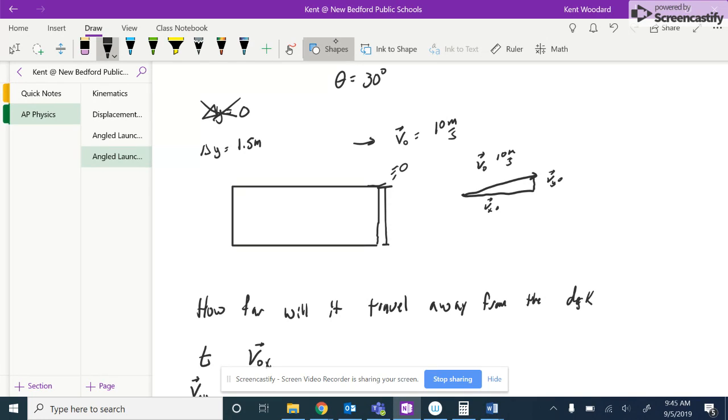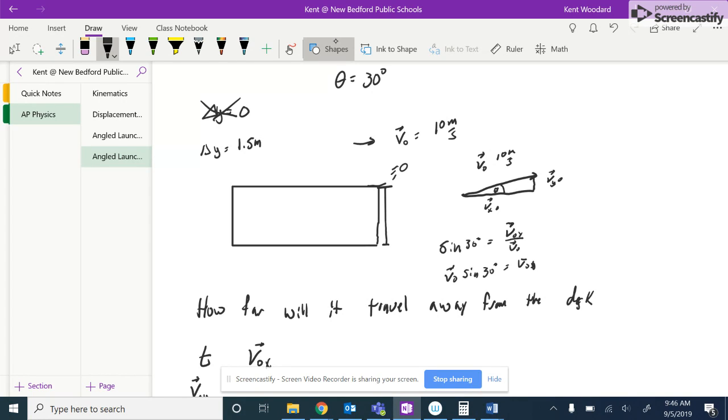We can find that just the same way we did using SOHCAHTOA. So if I want v naught in the y direction, you just set up your right triangle here. Here's theta. Opposite over hypotenuse. So sine of 30 degrees equals opposite over hypotenuse, or v naught y over v naught. Put the vector hats on there. And then we can solve for v naught y. V naught times sine of 30 degrees equals v naught y.